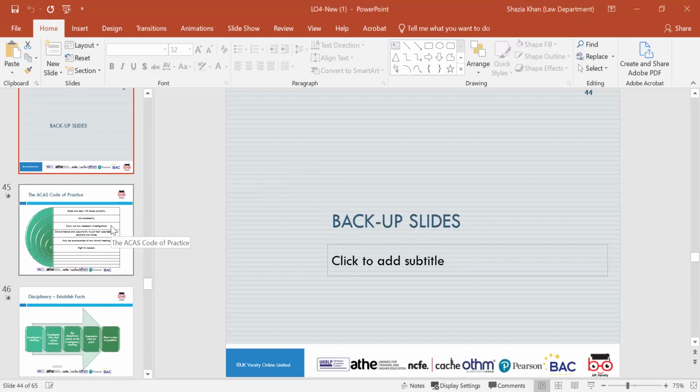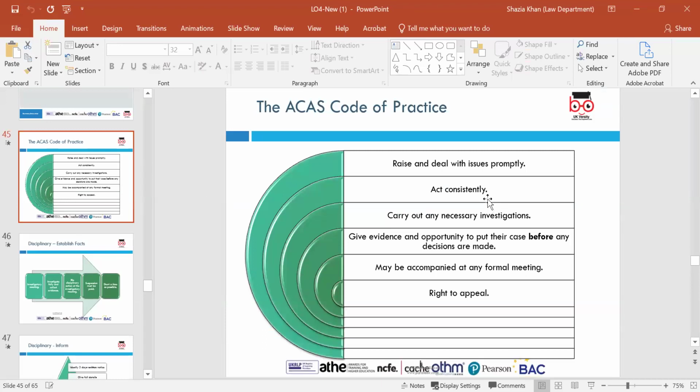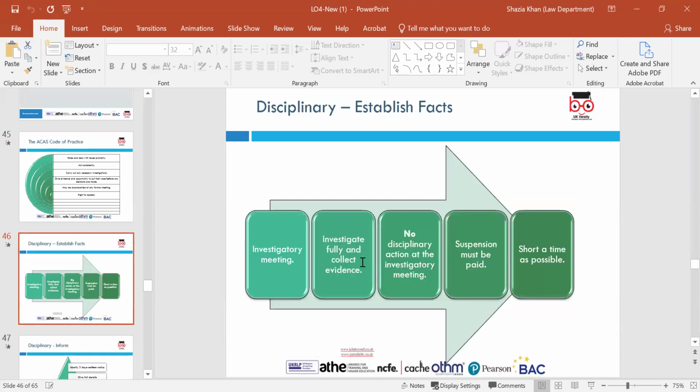So we've got the ACAS Code of Practice, which looks at the elements of raising and dealing with issues promptly, acting consistently, carrying out necessary investigations, giving evidence and opportunity to put their case forward, being accompanied at a formal hearing, and the right to appeal. Then we've got the disciplinary process, so the investigatory meeting: investigate fully and collect evidence. There's no disciplinary action at the investigatory meeting. The suspension must be paid and for as short a time as possible, because they want to make sure that they are dealing with everything consistently.